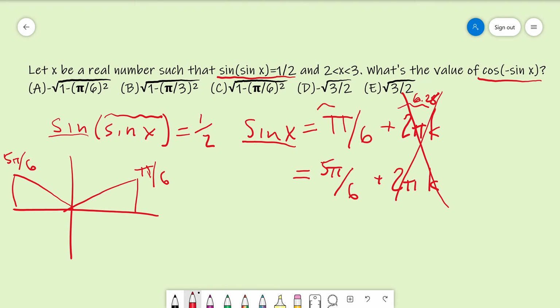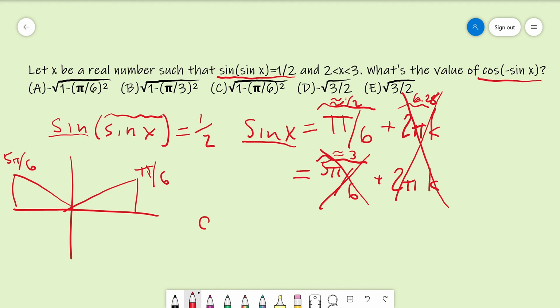Now, pi over 6, that's about 1/2, approximately. 5 pi over 6, that's already a big number. That's more than 1. That's almost 3. So we know that sine x cannot be 5 pi over 6, because again, it's bounded by 1. So we're left with pi over 6. So sine x is pi over 6, and we're asked what's cosine of negative sine x.